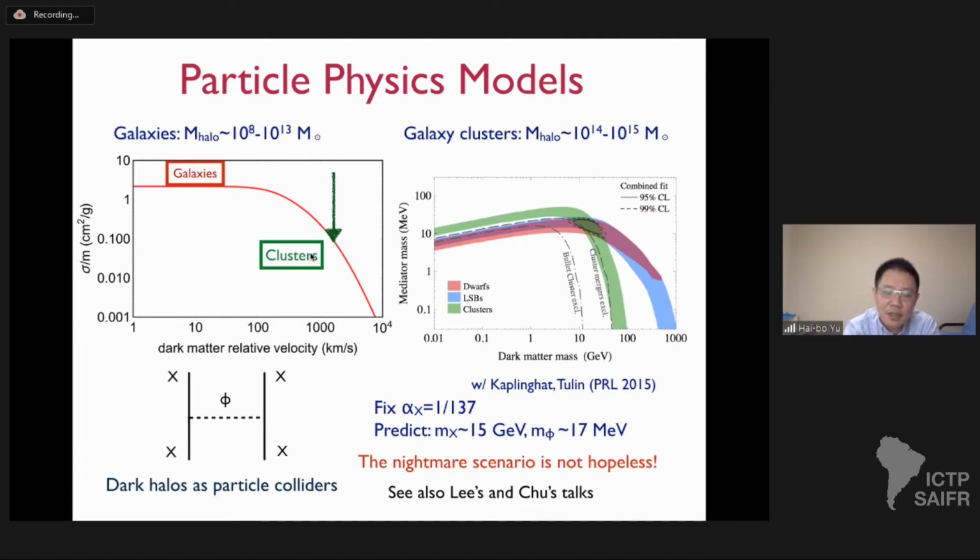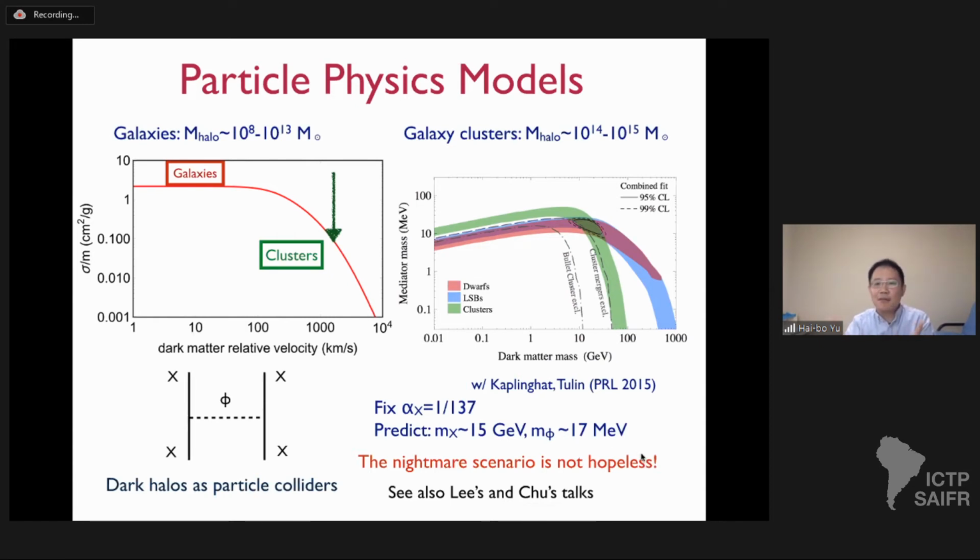Actually, you can achieve this by considering a simple model. Suppose dark matter has self-interactions with a mediator particle, which in the non-relativistic limit gives you a Yukawa model. It has 3 parameters: the coupling constant, the mediator mass, and the dark matter mass. Let's say you fix the coupling constant to be the fine structure constant you observe in the standard model sector. What you can see is that there's a closed region which can explain all the astrophysical observations we have discussed. It predicts, let's say, a dark matter mass of 15 GeV and a mediator mass of 17 MeV.